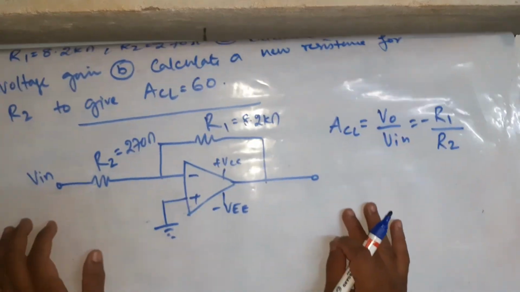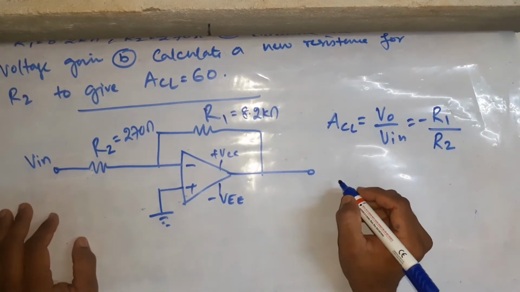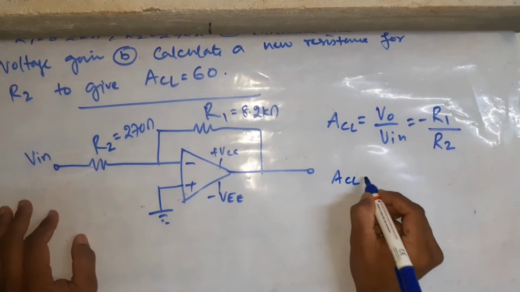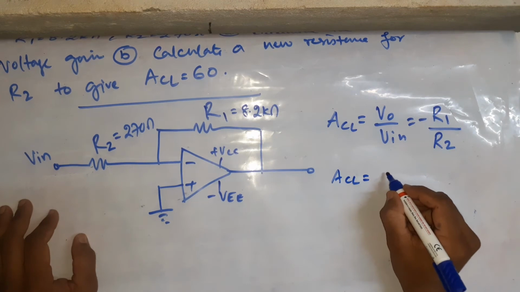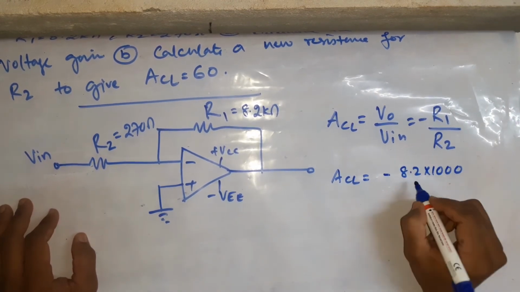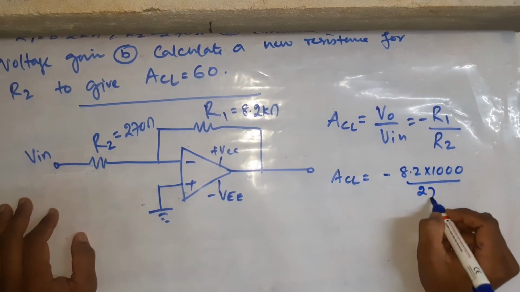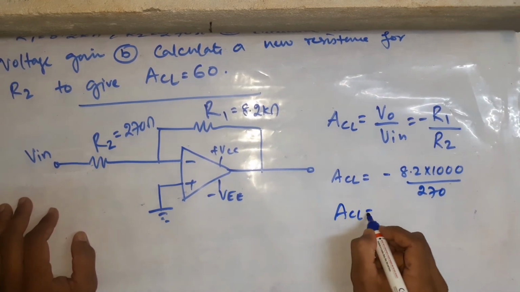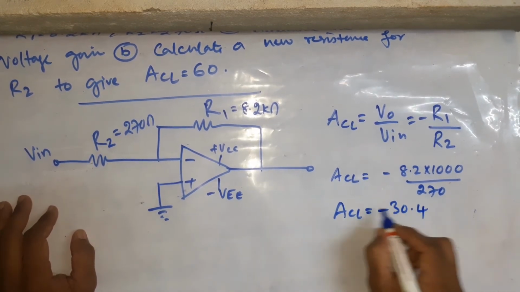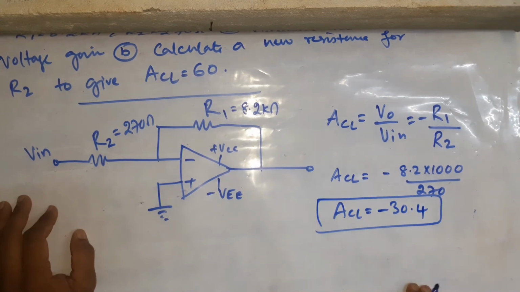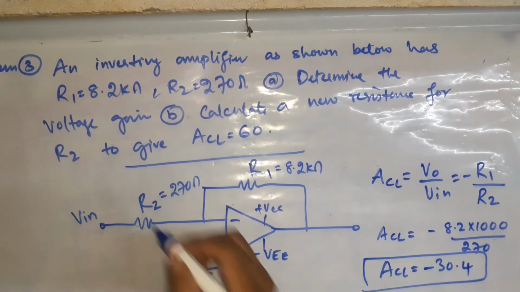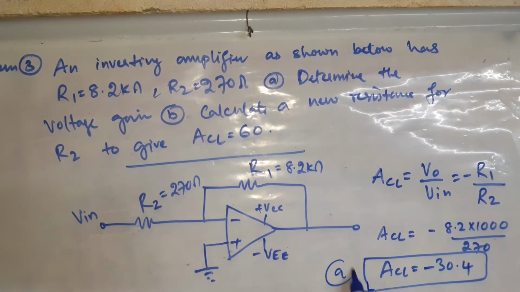So by using this formula, let us solve this. How much are we getting? Minus 8.2 into K, and R2 is 270. Therefore ACL, that is closed loop gain, we are getting minus 30.4. This is your closed loop gain. Determine the voltage gain, right? So this is achieved.